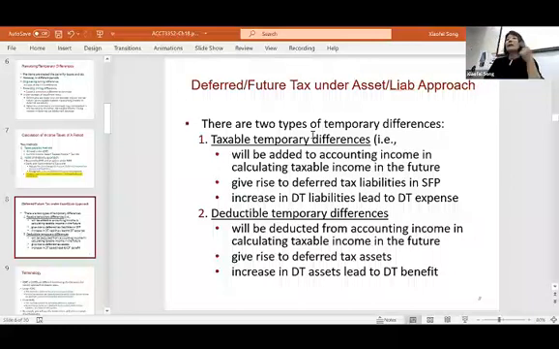Okay, and there is the other way around called the deductible temporary difference. That means the difference will be deducted for tax purposes in the future. And so that means in the future, the taxable income will be less.